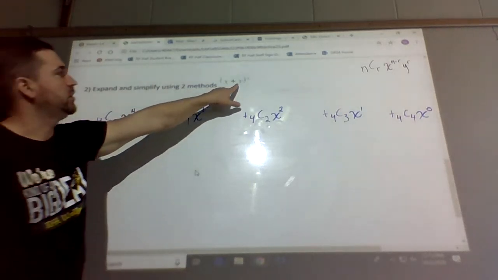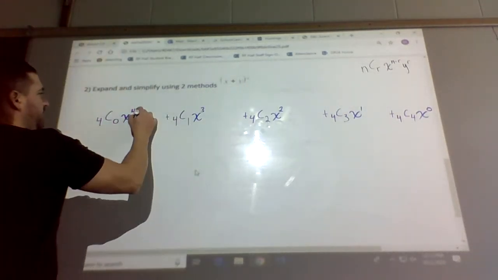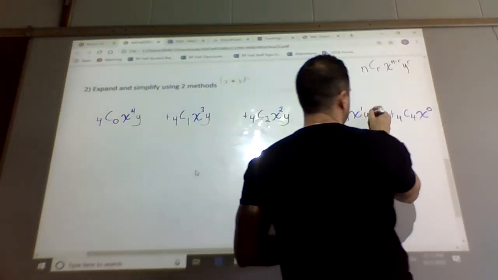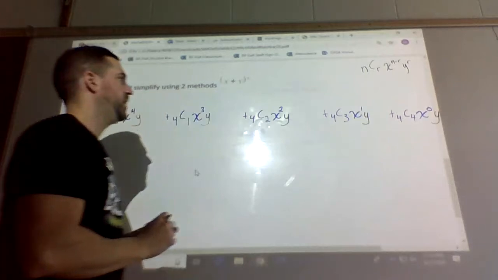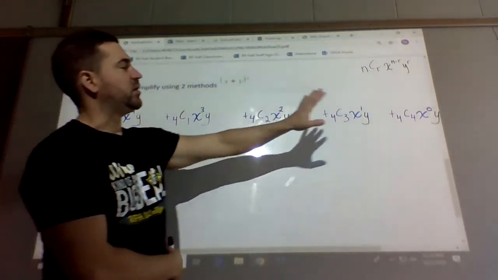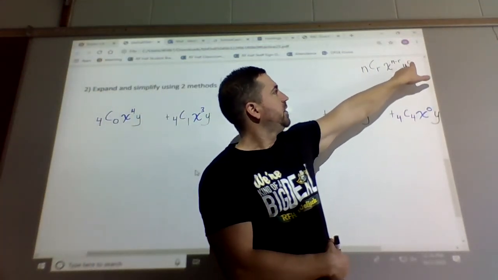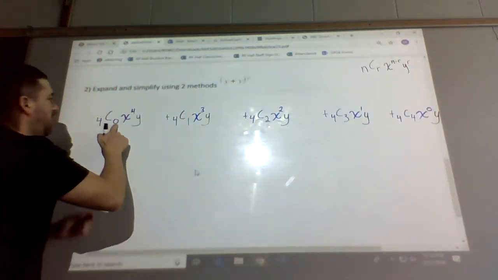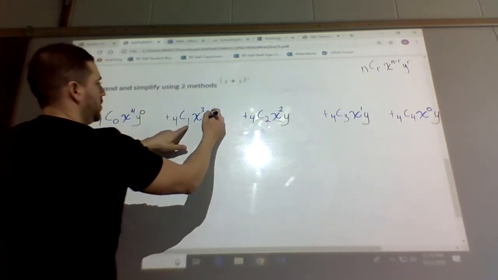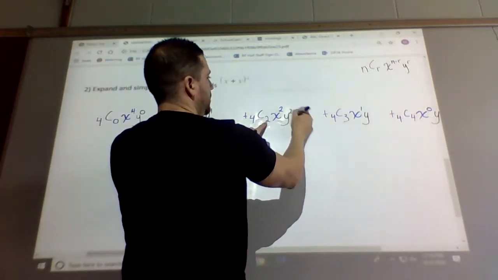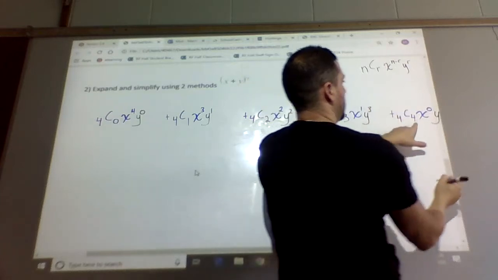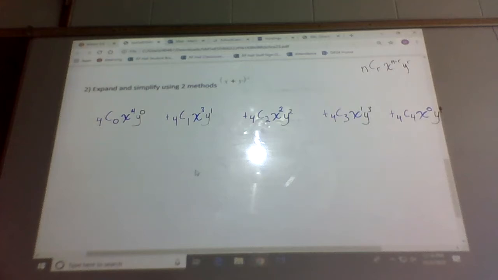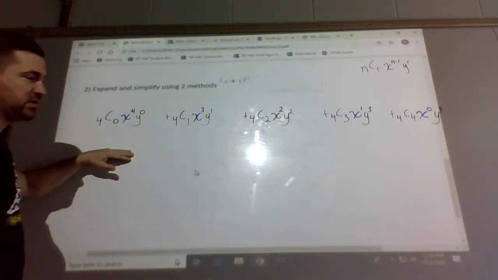Then we take our second term, which is y. We're going to put y beside each of them, just like we did. Okay, and again, if you look at the formula, the exponent of y is whatever the r is. So here our r is 0, 1, 2, 3, and 4. Okay, and now we simplify it.